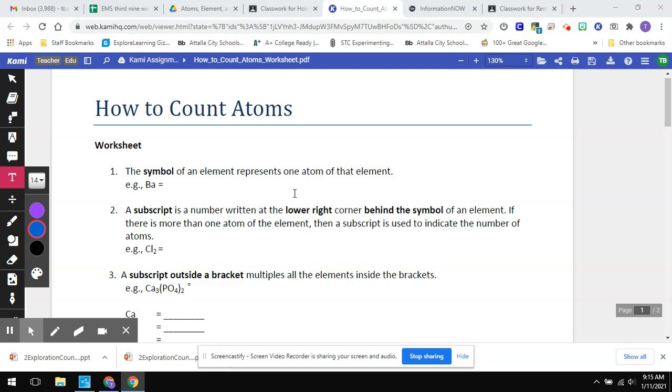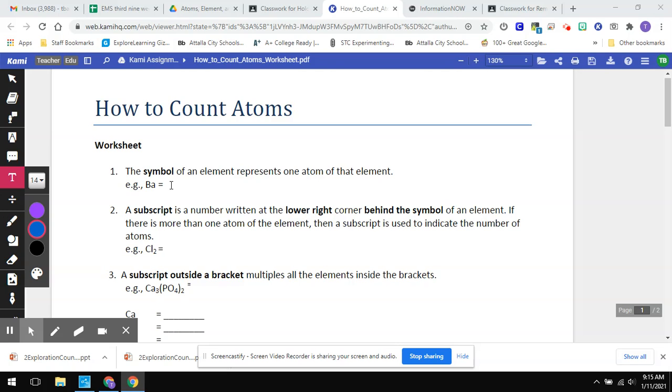Do understand that this is going to be something that we build on. We're going to currently learn how to count atoms in a compound, and then we will be moving into balancing chemical equations. So it's really important that you understand this part right here. Starting at number 1, it just explains to you that the symbol of an element represents one of that element. So Ba is an element symbol, and it's the element symbol for barium.